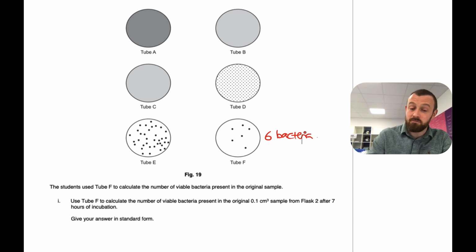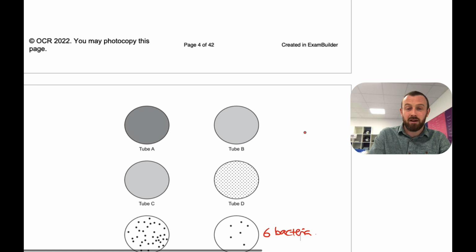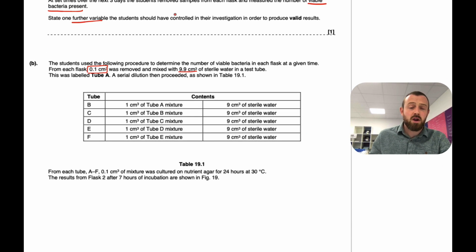And this is a serial dilution maths thing. So let's go back up here, because we actually need to know what was the dilution of each of these tubes. And it's misleading because it doesn't give you the information about tube A. Now tube A, remember, it was only 0.1 of the original flask and 9.9 of sterile water. So this is not a 10 times dilution, but a 100 times dilution. So A is already 10 to the minus 2 diluted.